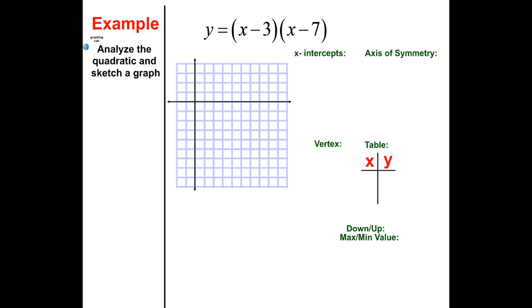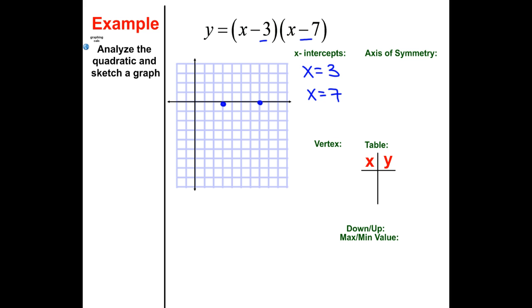So let's go ahead and do some graphs. Let's see what it looks like. So again, x-intercepts are the opposites of those numbers in there. So my x-intercepts here are x equals 3 and x equals 7. Opposite of these numbers in here, -3, -7. So I'm going to graph those two points first. So 0, 3, 4, 5, 6, 7. Those are my x-intercepts.